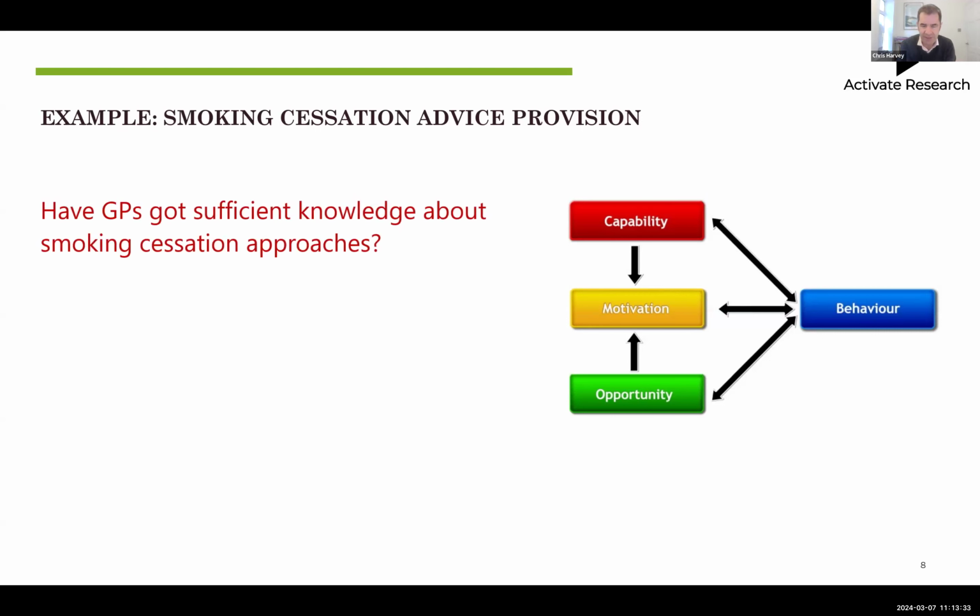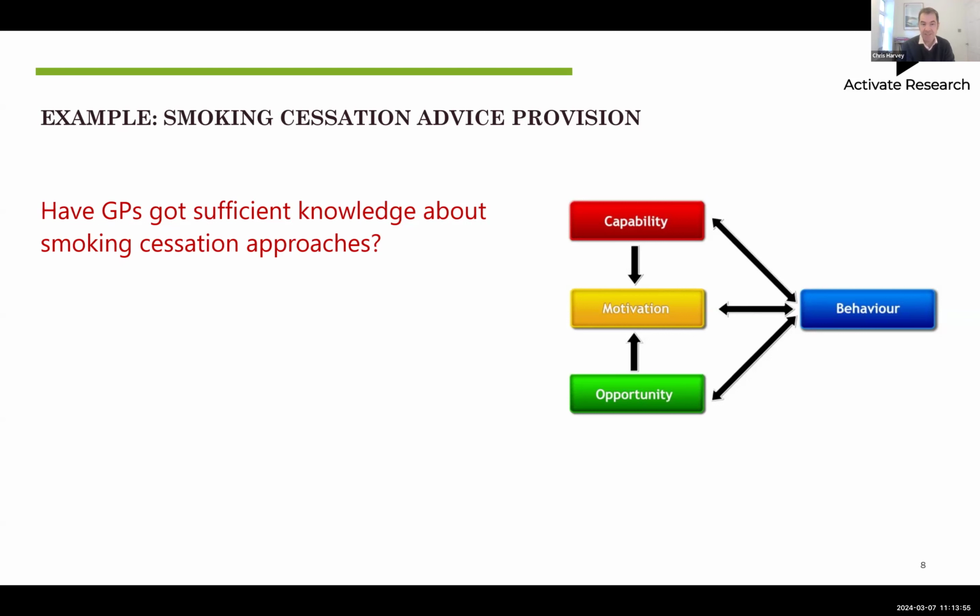So remember a slide or two back, I talked about capability, one of the key facets of capability being about knowledge. So one particular hypothesis we might want to develop in this scenario, amongst many potentially, is have GPs got sufficient knowledge about these smoking cessation approaches? It sounds obvious, but if we want them to do this behaviour and provide this advice, they need to have sufficient knowledge.